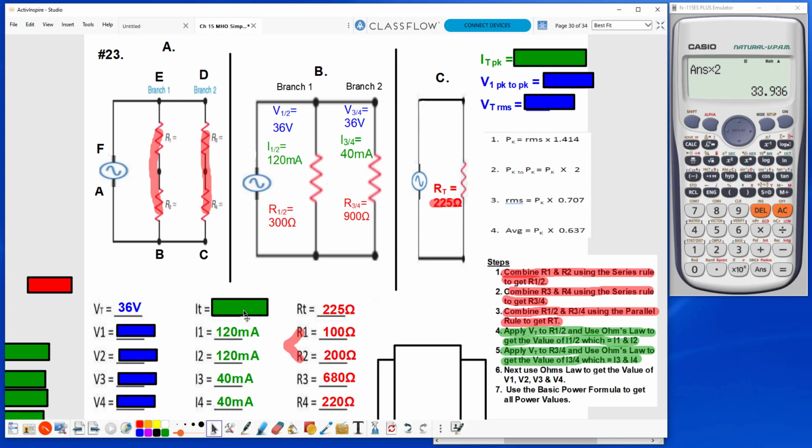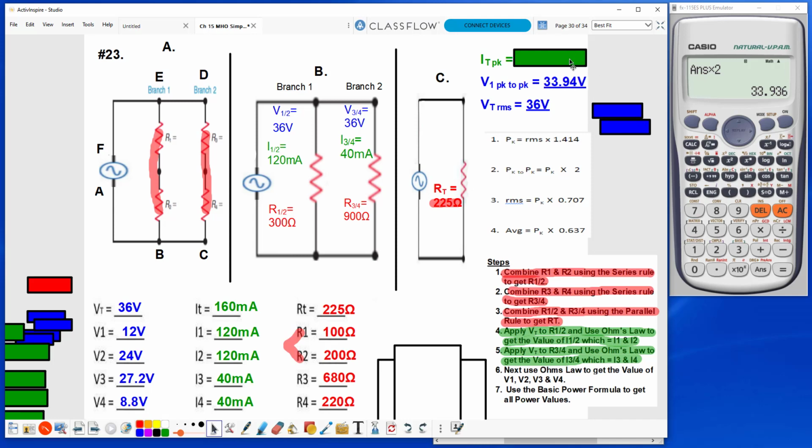Now we can use Ohm's law to find IT, to find V1, V2, V3, and V4. Then we apply the appropriate AC formula to find our AC values.